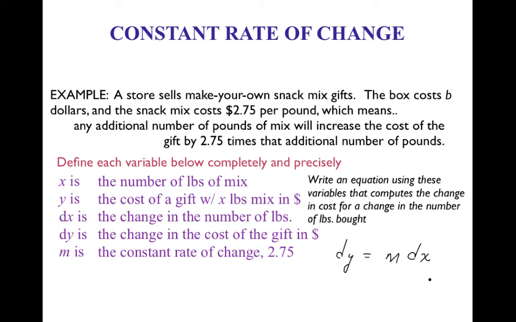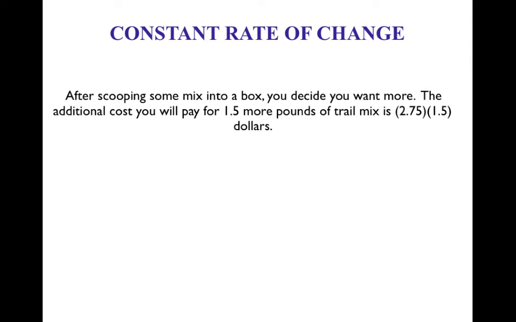So given any change in number of pounds, the change in cost is 2.75 or m times that change in pounds. This is the big point for today. The meaning of m is defined in this equation, or this relationship is how we frame and understand what m is, through that equation. Okay, so after scooping some mix into your box, you decide you want more. The additional cost you will pay for 1.5 more pounds of trail mix is 2.75 times $1.5.